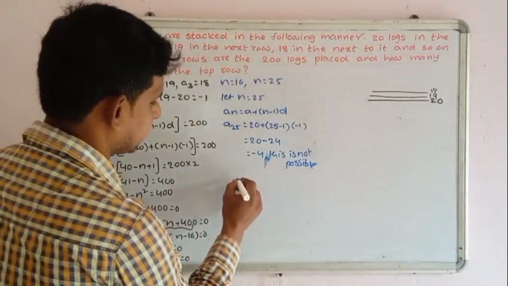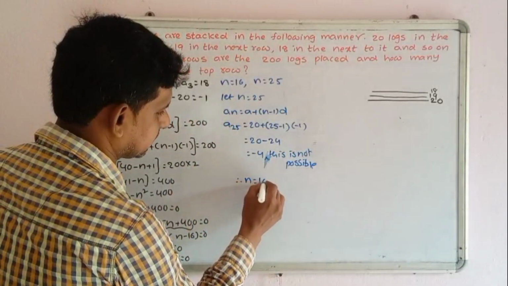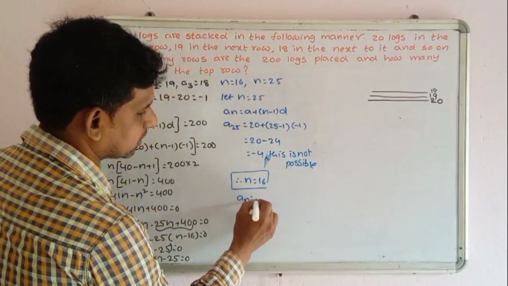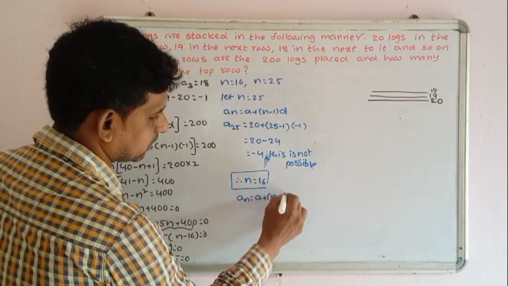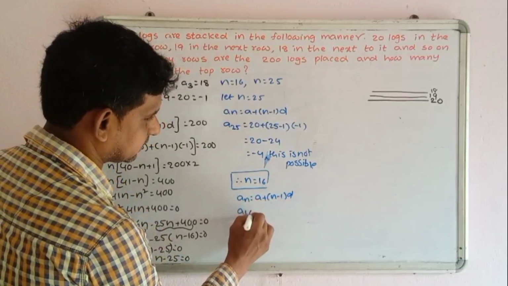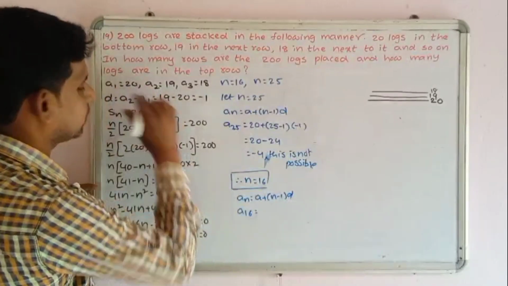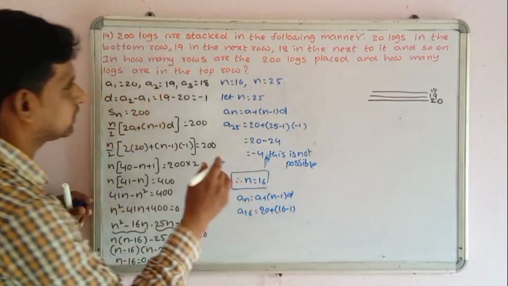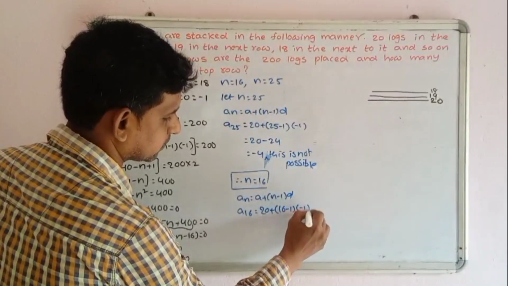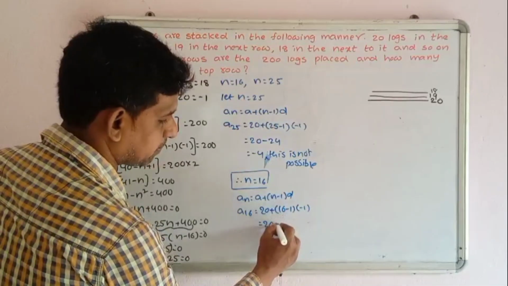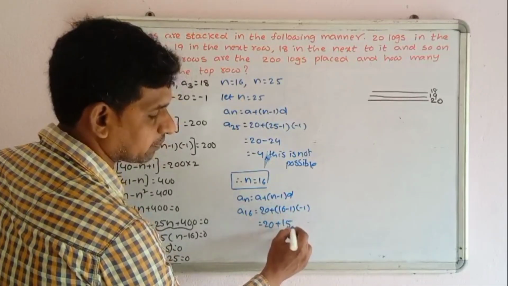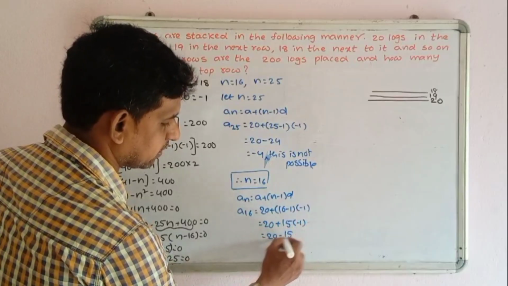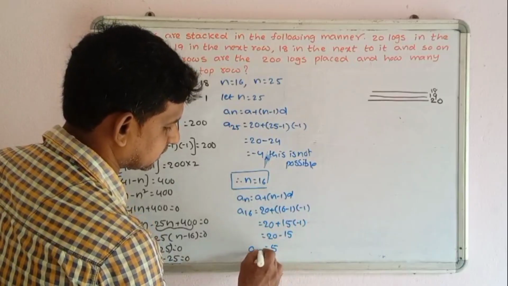So therefore n equals 16. Now check once, n equals 16. The formula is a plus (n minus 1) into d. So a16 equals 20 plus (16 minus 1) into minus 1. 16 minus 1 is 15, 20 plus 15 into minus 1 is minus 15, and 20 minus 15 is 5. So a16 equals 5.